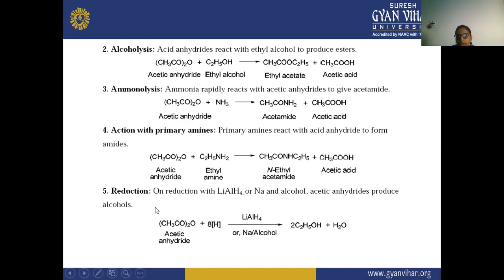Acetamide is your amide, which is one of the carboxylic acid derivatives. Next is the reduction. In the reduction, you can see we are doing reduction with lithium aluminum hydride or sodium and alcohol, and acetic anhydride produces alcohol. So acetic anhydride plus hydrogen, in the presence of this catalyst, that is lithium aluminum hydride or sodium and alcohol, there is a formation of this alcohol plus your water molecule.